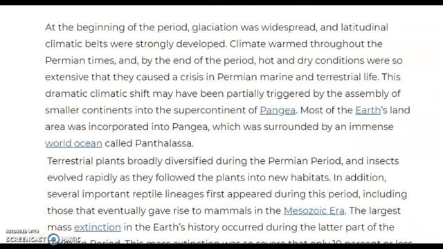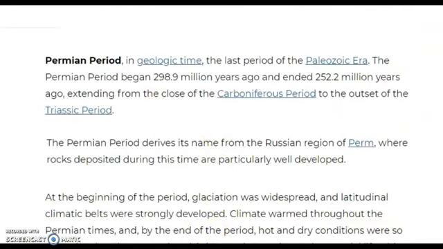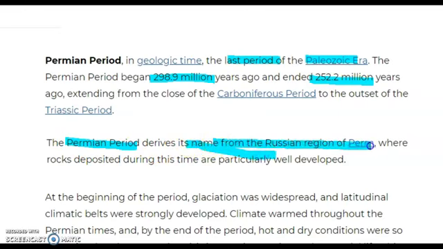Let's talk about some introduction, what is the Permian period. The Permian period in the geological time scale is the last period of the Paleozoic era. It began roughly around 299 million years ago at the end of the Carboniferous and ended at 252 million years ago. The Permian period is named after the Russian region of Perm, where rocks deposited during this time are particularly well developed.